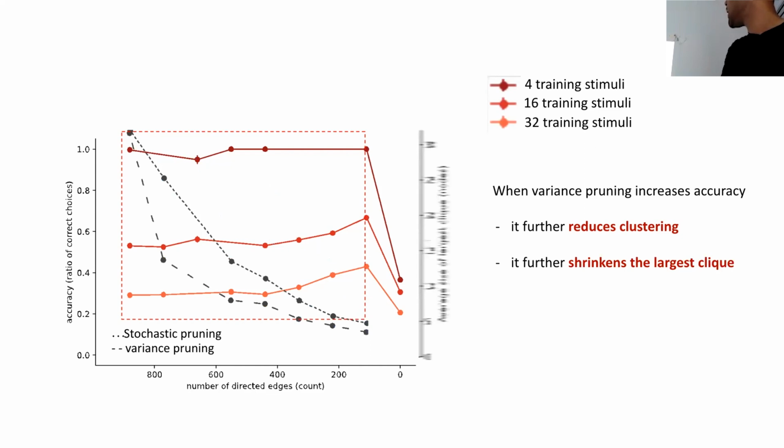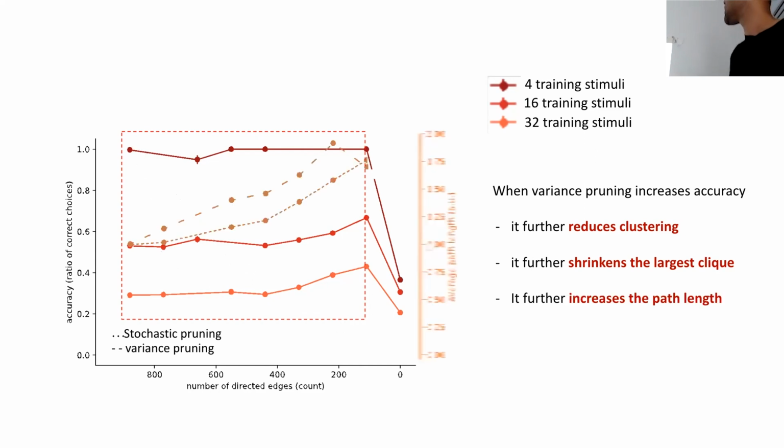Then I looked at what happened to the size of the largest clique. The cliques can be, as I told you, 1, 2, 3, 4, 5. They can have many nodes. But what you see is that they are shrinking over time. The size of the cliques also shrinks, which further confirms that there's more local processing and the information is less in a global cluster. And it's faster for variance pruning again. It has a stronger effect than stochastic pruning.